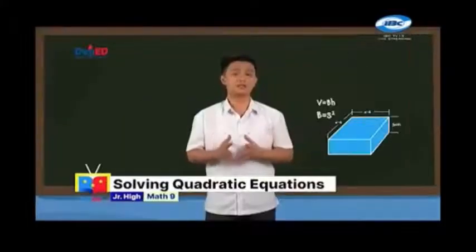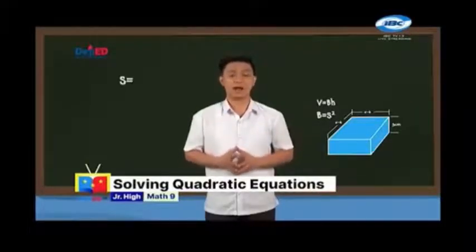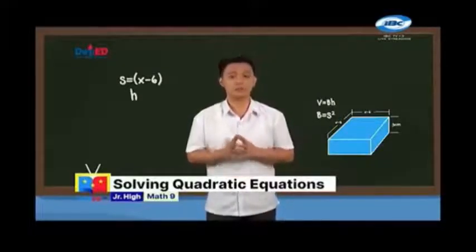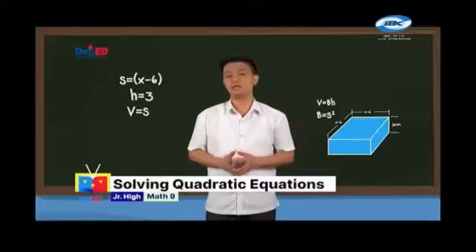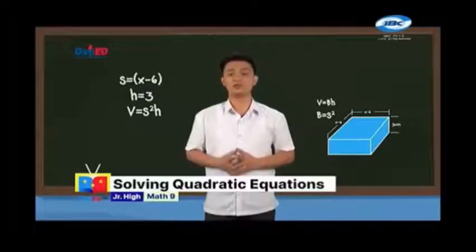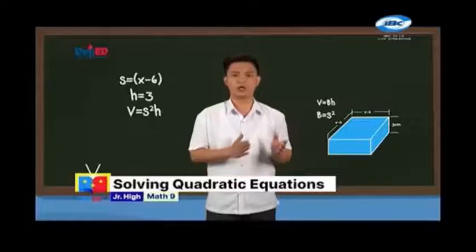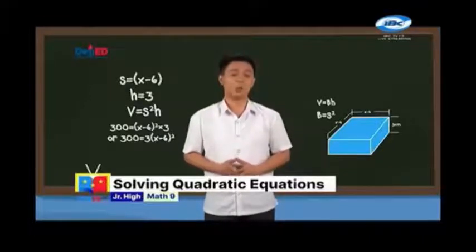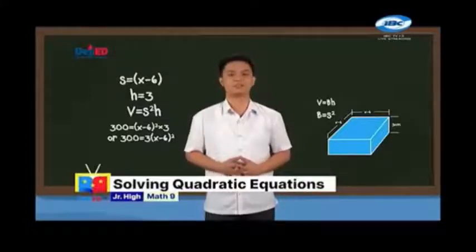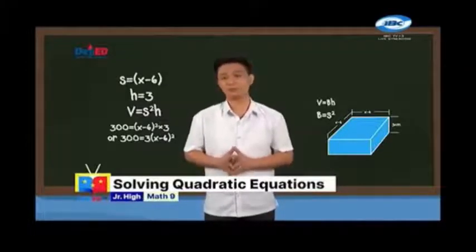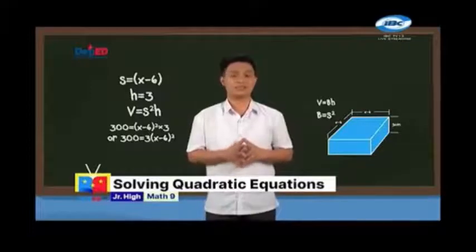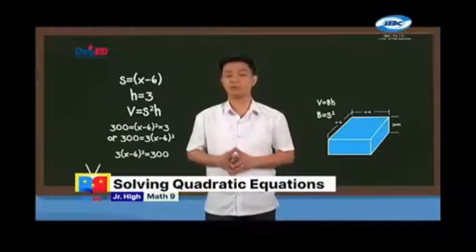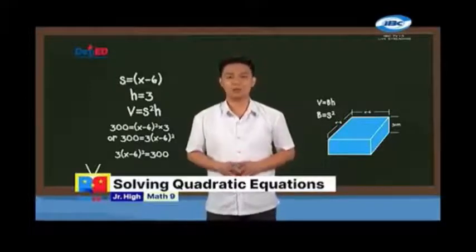The side length of the square base is given by the expression x minus 6, while the height of the box is 3 centimeters. So, we may represent the situation using the equation 300 equals 3 multiplied by the square of the binomial x minus 6. Applying the symmetric property, it can be rewritten as 3 multiplied by the square of the binomial x minus 6 equals 300.